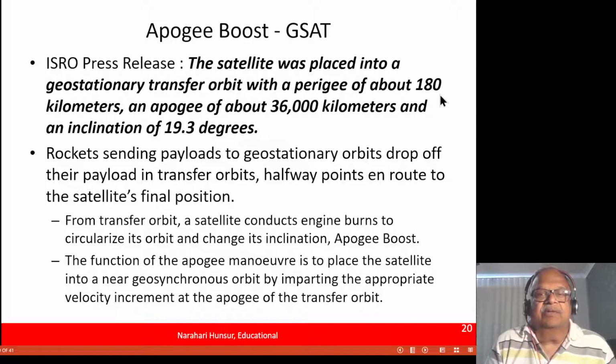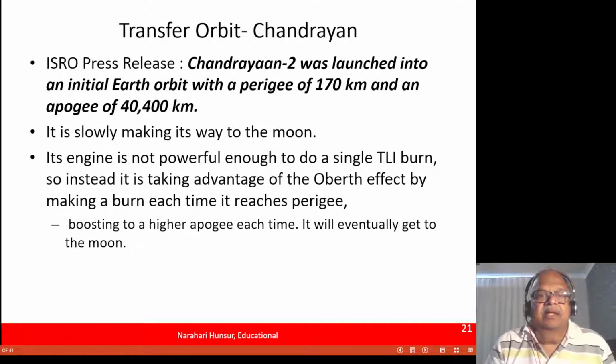So both perigee and apogee will be around the same. That means it's a circular orbit. So whenever you want to circularize an elliptical orbit, the usual maneuver is apogee boost. And this is what was used for GSAT. Let's take the next maneuver, which is the ISR orbit.